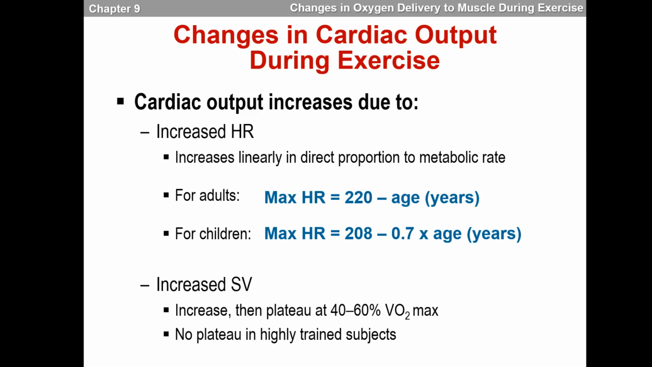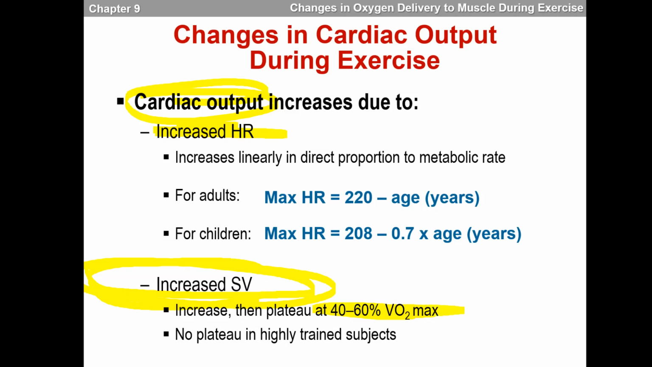Next, increase in stroke volume, right? So cardiac output is increased by heart rate, but your heart rate's already kind of set. There's nothing we can do about it. But stroke volume is how we get better. And in a normal person who is untrained, their stroke volume caps out at about 40 to 60%, while in a trained subject, it increases till about 100%.